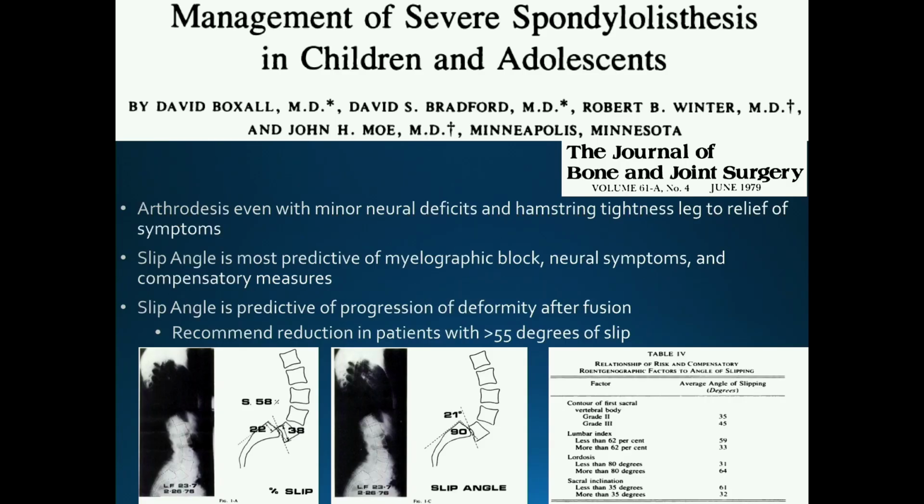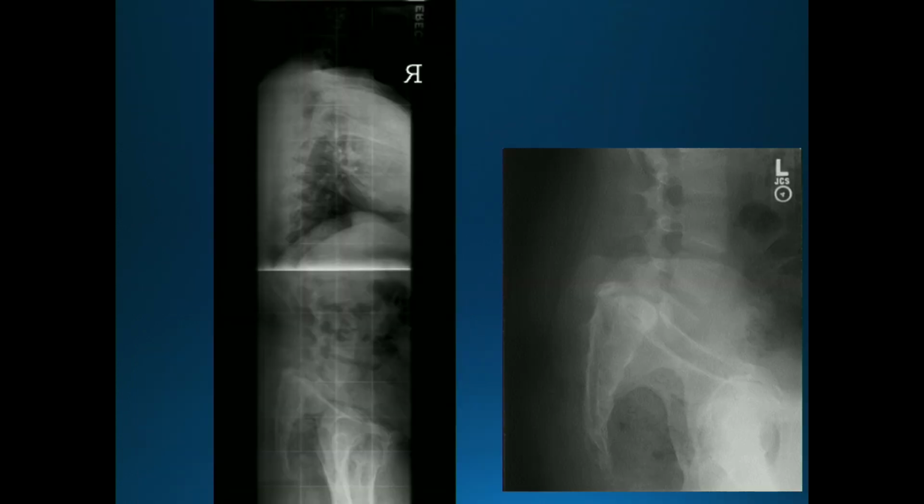These are the ones we really need to pay attention to. So recognizing that slip angle, and in their situation, oftentimes that was actually associated with patients who had neural problems as well. So slip angle being the key thing to recognize.